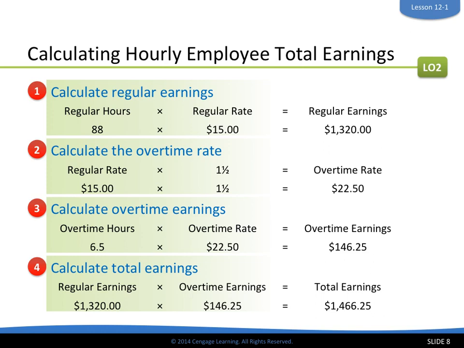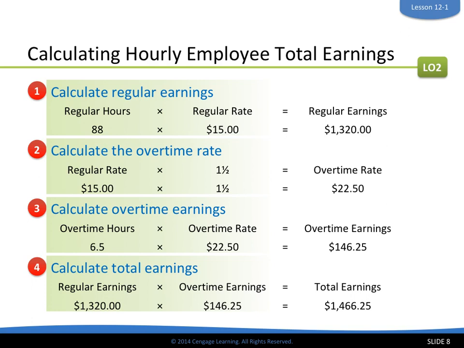Now we need to calculate our total earnings. We take the number of regular hours that the employee works and multiply it by their regular rate of pay. To calculate our overtime rate, we take that regular rate of pay, the $15, and multiply it by 1.5. So their overtime rate would be $22.50. Now to calculate their overtime earnings, we take the number of overtime hours that they worked, so 6 hours and 6.5 hours, and we multiply that by the overtime rate that was calculated.